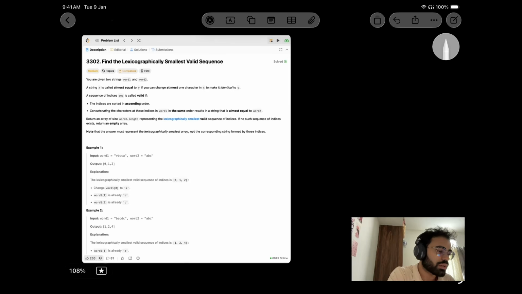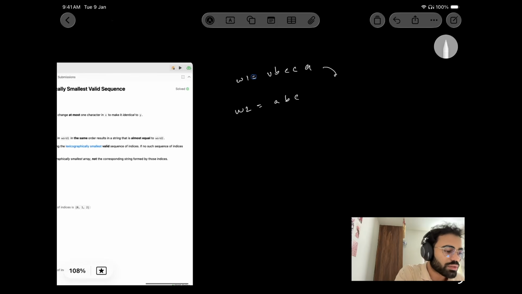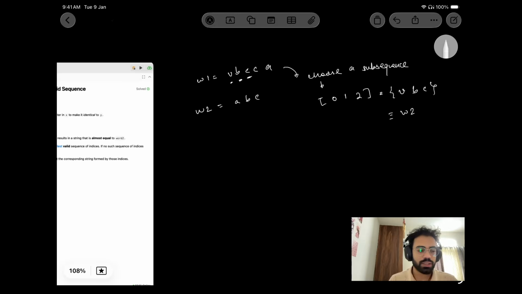So the question says you're given a word 1, which is V B C C A, and a word 2, which is A B C. Now from this you have to choose a subsequence, right, such that, let's say I choose some B, I choose some A, then something, at some indices 0, 1, 2, such that the characters at these indices are equivalent to word 2 after one change, right? One change is allowed, one mismatch.